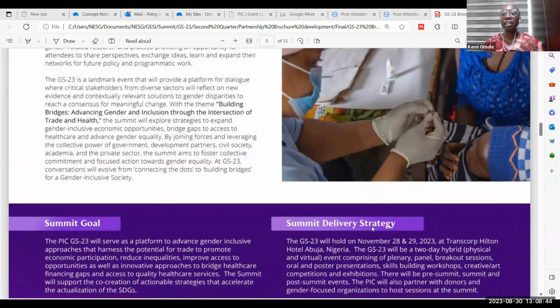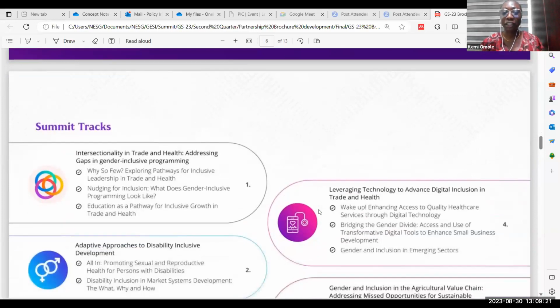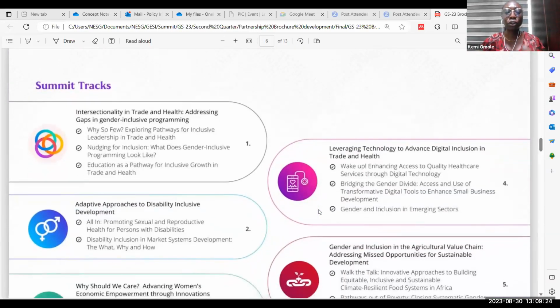So in terms of how the Gender and Inclusion Summit is structured, as I've earlier said, it will be held November 28th and 29th at the Transcorp Hilton Hotel, Abuja, Nigeria. So it will be a 2-day hybrid event consisting of a physical and a virtual event, comprising plenary, breakout sessions, oral and poster presentations. The oral and poster presentation is why we are here, as well as skill building workshops, so that we can ensure that all applications for our abstracts are excellently written, and we all stand an equal chance of presenting at the Gender and Inclusion Summit.